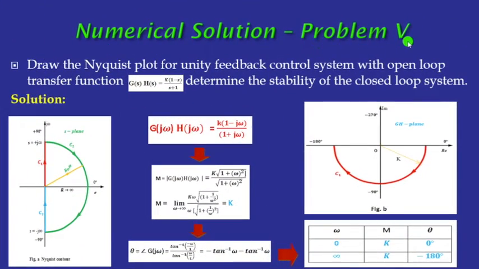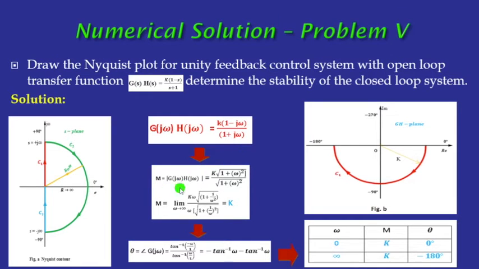Numerical solution, problem 5. Draw the Nyquist plot for a unity feedback control system with open loop transfer function GSHS equal to K into 1 minus s divided by s plus 1. Determine the stability of the closed loop system. So draw a Nyquist contour for the C1, C2 and C3 paths. For the C1 path, put S equal to j omega. Then this is equal to K into 1 minus j omega divided by 1 plus j omega.